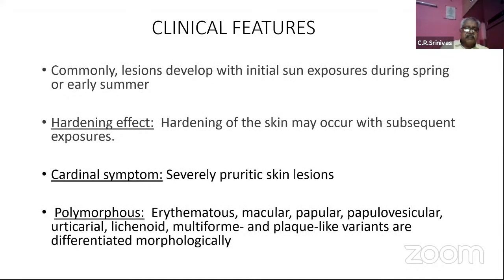These are the clinical features. What happens? It occurs during the early part of summer, and as the summer progresses, a person is likely to improve. That is, hardening occurs with this. Itching is the main symptom, very common in children. I personally believe that atopy plays a very important role. As we discussed, various morphologies, urticarial can be there, vesicular can be there, even erythema multiforme-like lesions can be there and have to be differentiated.